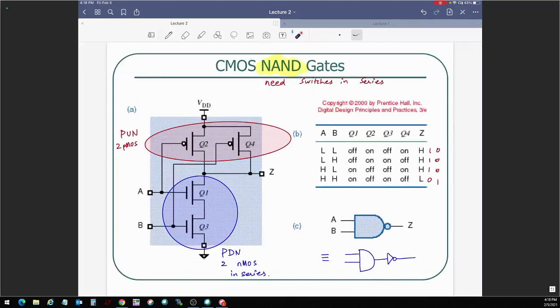So how many transistors do you need to get that? How many transistors did we use here? We used 4 transistors. Absolutely. So we got 4 transistors, 2 of them nMOS, 2 of them pMOS. What if I extended this to a 3-input NAND gate? How many transistors do you think I need for a 3-input NAND gate? 6 would be exactly right. I would have one more transistor in series here. I would have one more transistor in parallel over there.